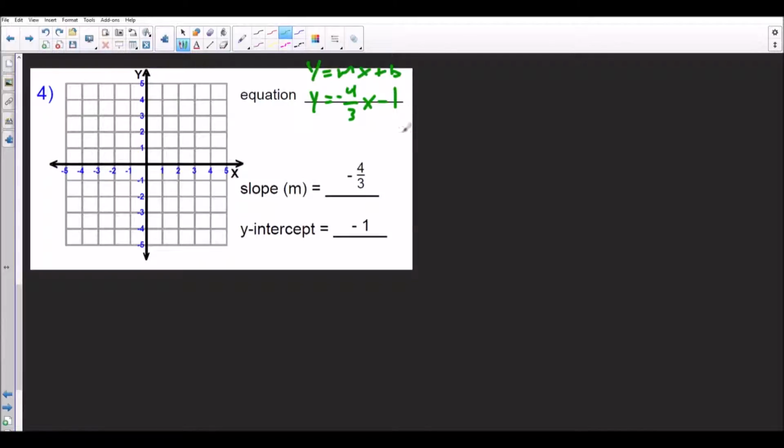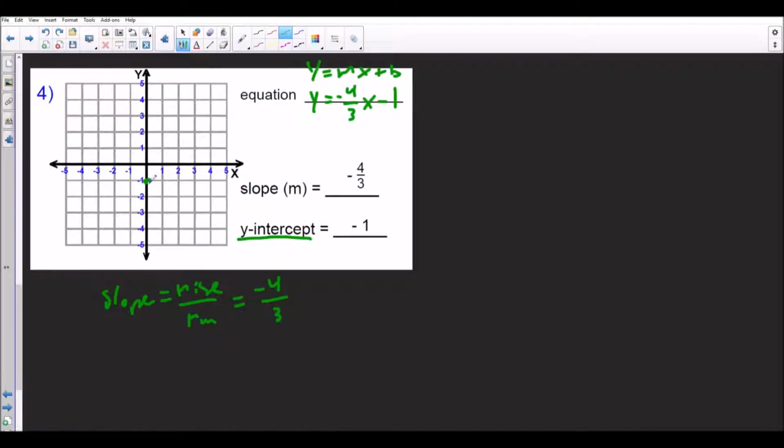So this one we're going to do a little bit of an easier method. The y-intercept is just the spot where it crosses the y-axis. That's a very easy point to plot because it's going to cross the y-axis at y is equal to negative 1. So we just plot that, and then we can look at our slope. If slope is equal to rise over run, then we know that our rise is going to equal negative 4 and our run is going to equal 3.